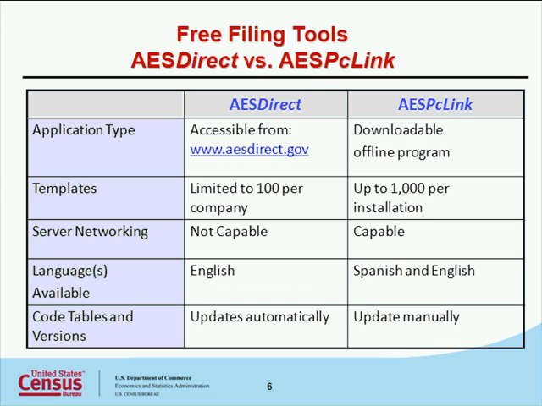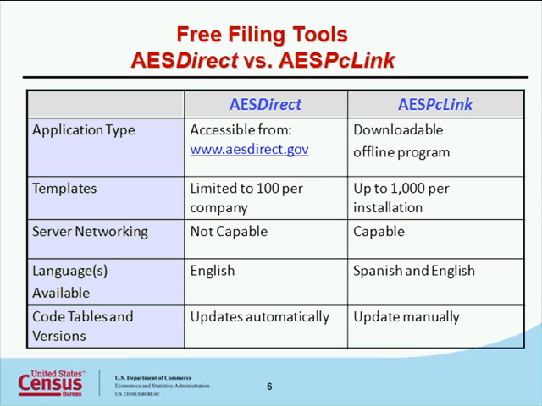Like Nadal mentioned in the September 5th webinar, the ABCs of AES, there are different ways to transmit data to the automated export system. These are also known as filing methods. The U.S. Census Bureau provides 2 free filing methods, AESDirect and AESPcLink. Let's take a look at their differences.